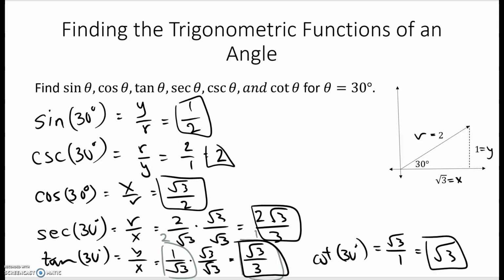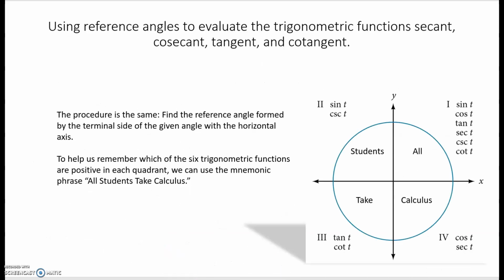Okay, now what we're going to do is use reference angles to help us evaluate the 6 trig functions. Now remember, a reference angle has to be an acute angle, and it's formed between the terminal side and the horizontal axis, not the vertical axis. And we're going to use All Students Take Calculus to check and make sure that we have the sign right for each of our trig functions.